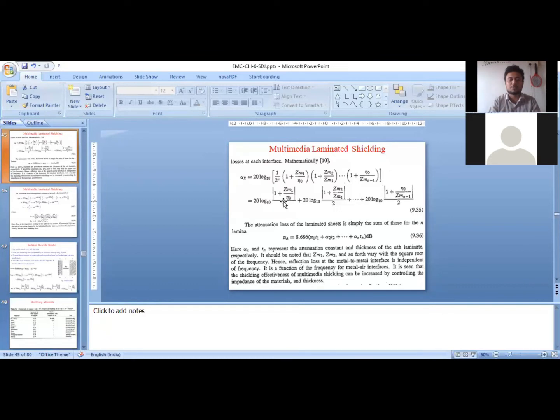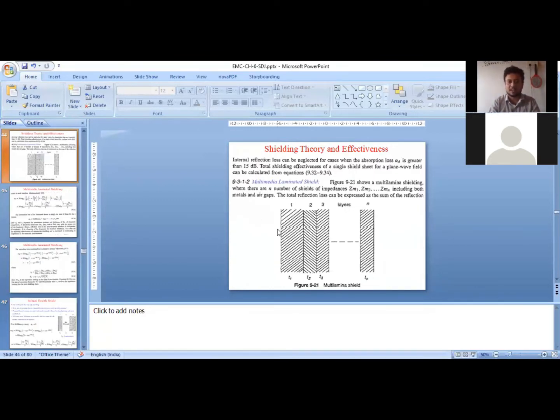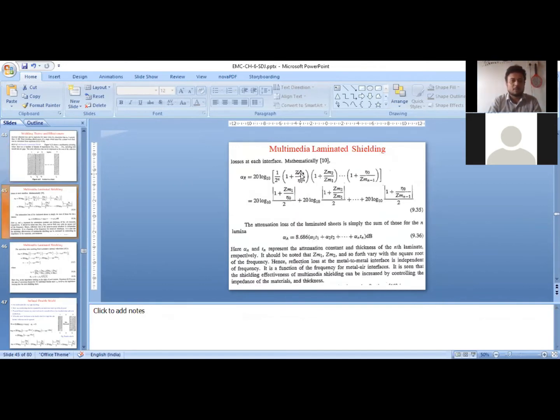Now what is the transmission coefficient? For the first barrier, what is the first barrier in this case? Air is there, electromagnetic waves are coming from this region, and then the first metallic object is there. So the impedance of the air is eta 0, that is 377 or 120 pi. The impedance of the metal 1, let us say, is Zm1, and eta 0, that is 377, is the impedance of the air. So the transmission happening from the air to the metal 1 is this.